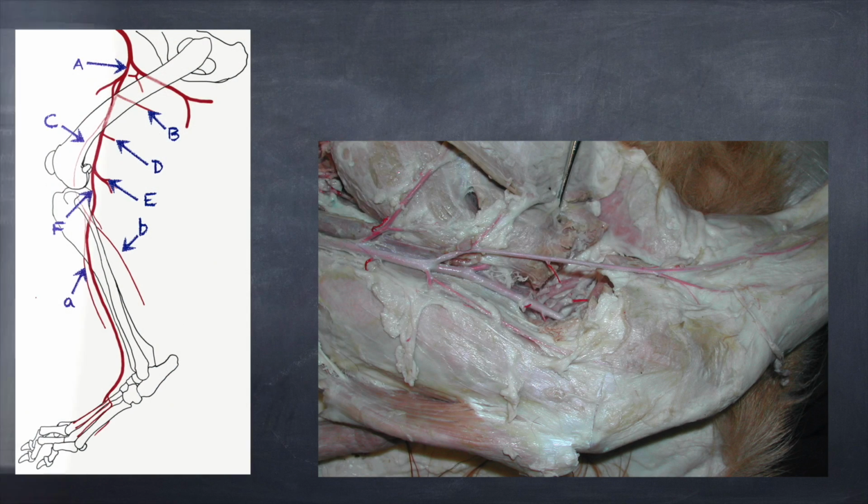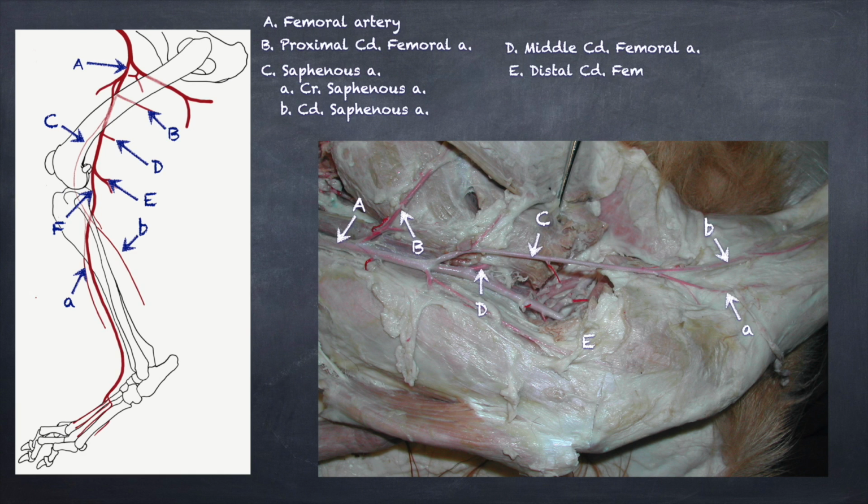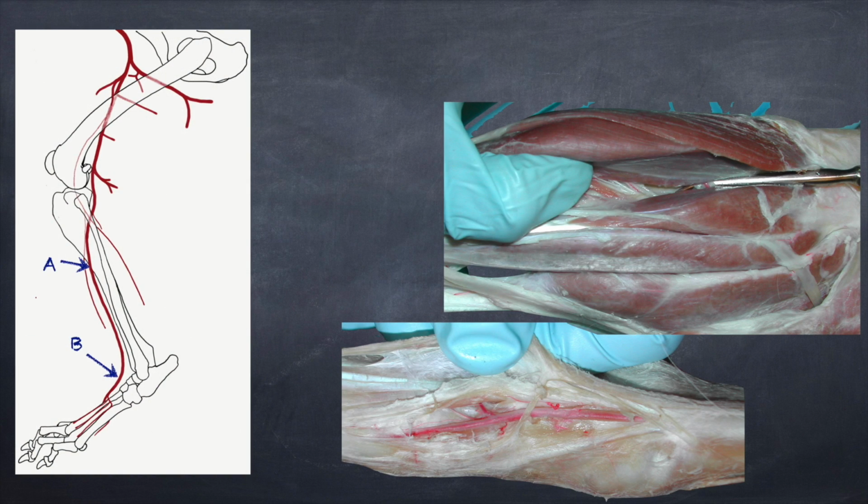And then as we get down, let me label all these guys. We're going to get right behind the stifle, and we're going to give off a distal caudal femoral. That's where our distal one comes in. When that distal caudal femoral comes off, the main artery is going to continue as a different name. It's right behind the stifle. What do you think we should call it? Yeah, the popliteal artery.